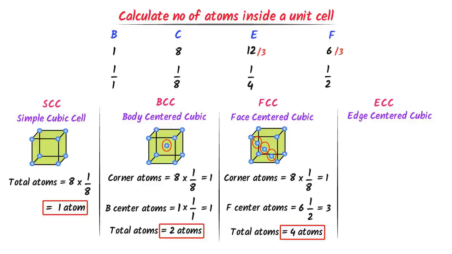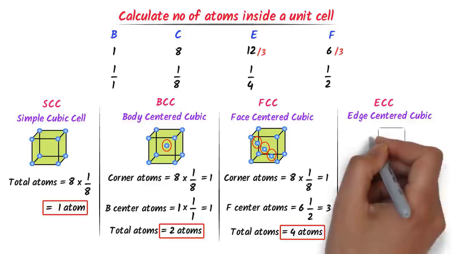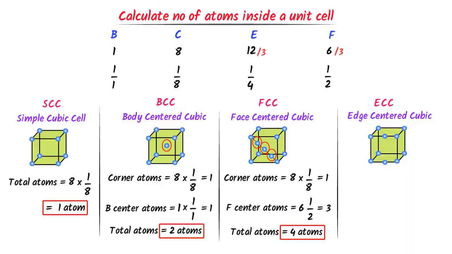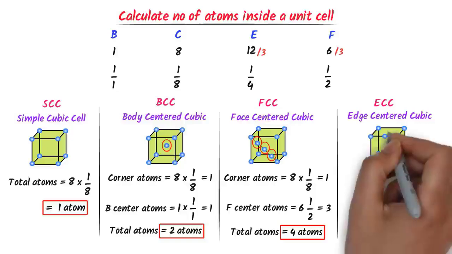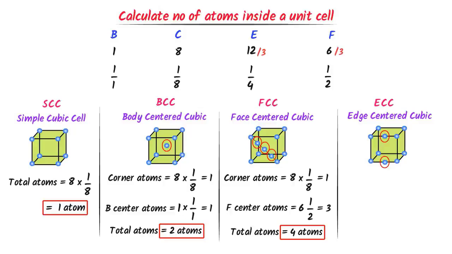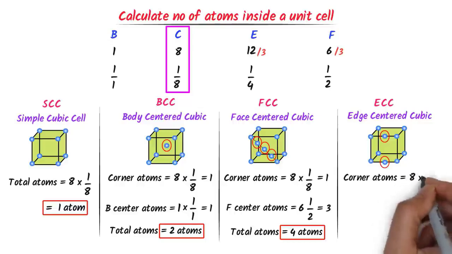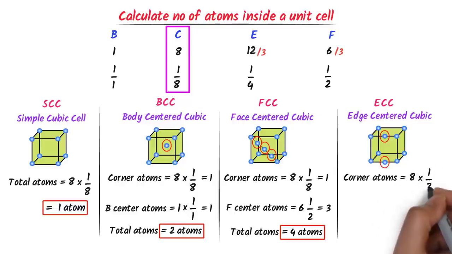Fourthly, ECC stands for edge-centered cubic cell. For example, its structure is like this. We know that in an edge-centered cubic cell, particles are present at corners and at edge centers. So I will find the number of atoms at the corners and edge centers. There are 8 corners, and 8 into 1 by 8 equals 1 atom.